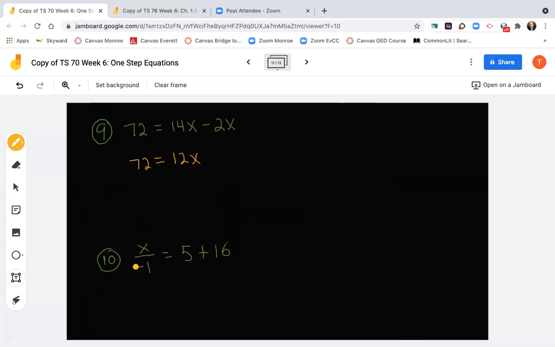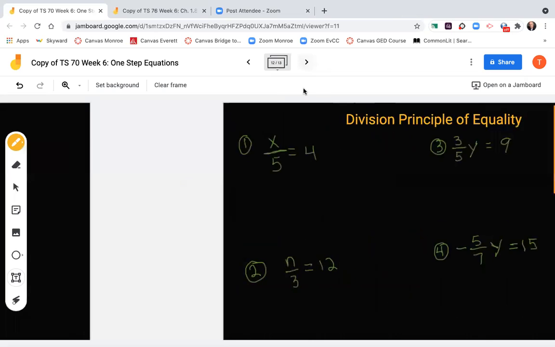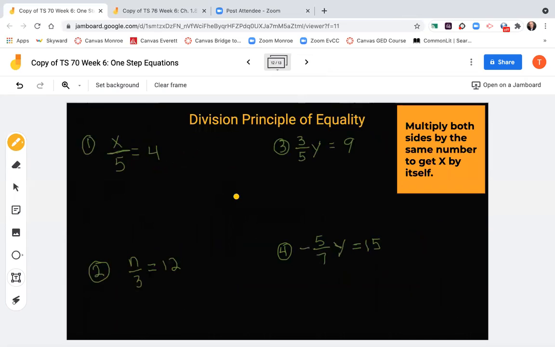Again, on number 10, I would multiply this side by negative 1 and add up 16 and 15 and get 21 and multiply it by negative 1. Take a moment here, folks, and you can copy down the idea that they call this, again, the division principle of equality.